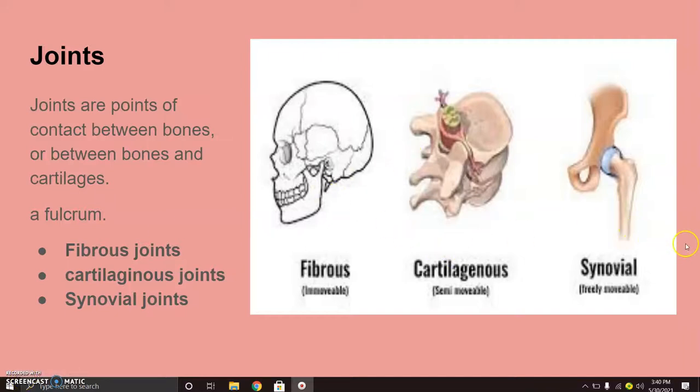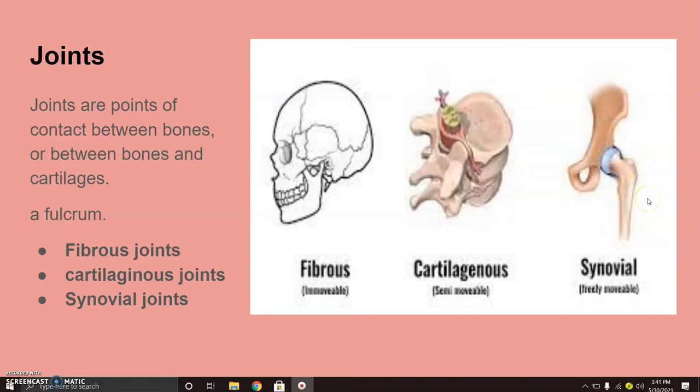As we have discussed previously, joints are the points of contact between the bones, or between the bones and the cartilage. We have discussed these three types of joints in the previous presentation. Now, synovial joints have a fluid-filled synovial cavity. Here you can see, between the joining surfaces of the two bones there is a fluid-filled cavity. This arrangement allows movement, and these joints help in locomotion and other movements.